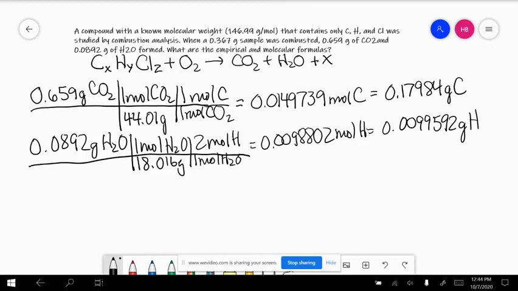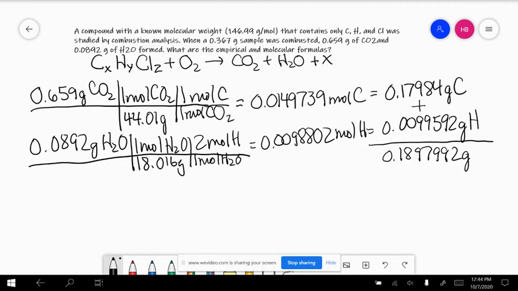So when I add these two together, I'm going to take a second and double check my math on my calculator. And I'm going to add up 0.17984 plus 0.0099592. And that's going to give me the combined mass of carbon and hydrogen together of 0.1897992 grams of carbon and hydrogen combined.